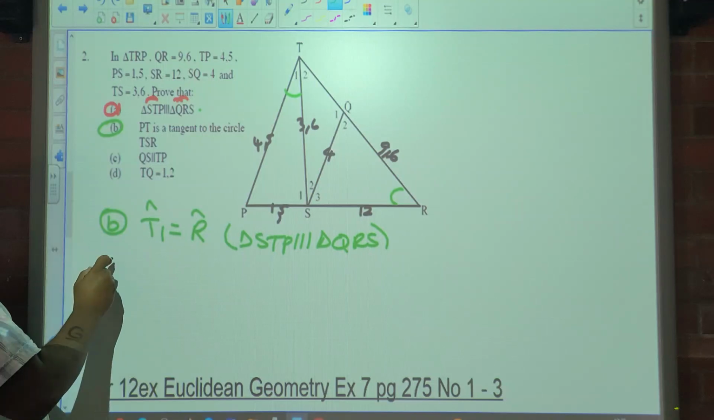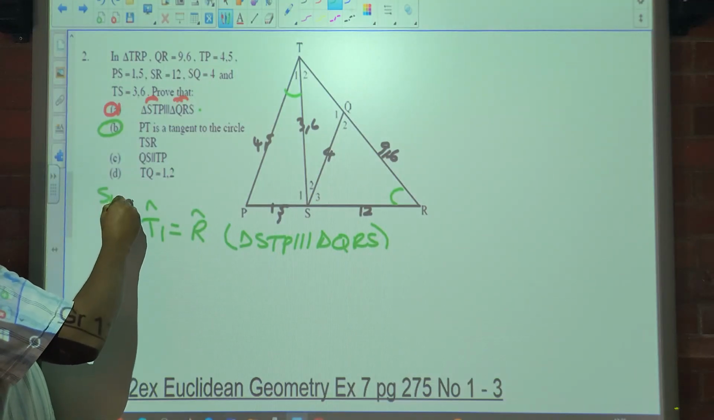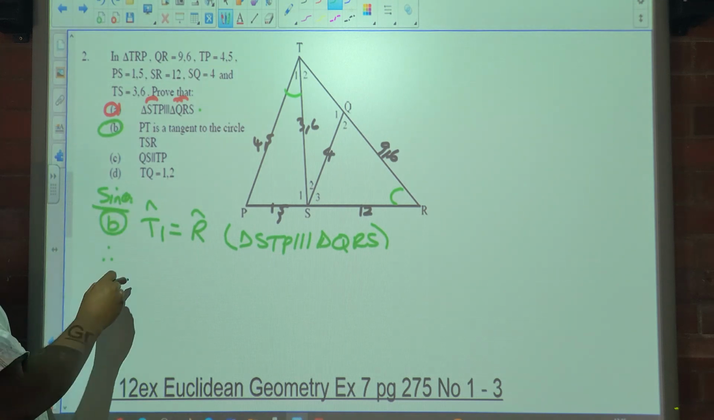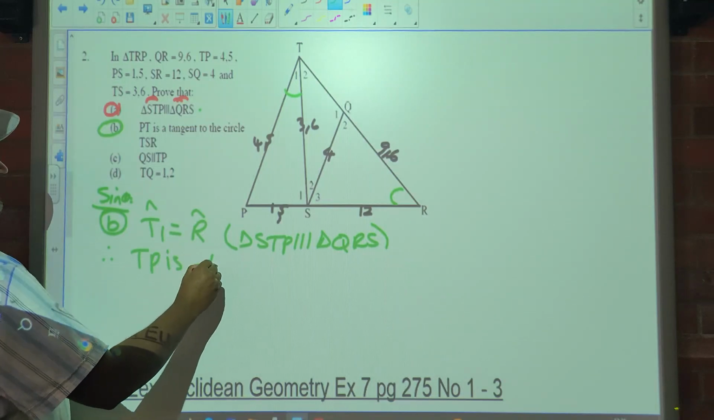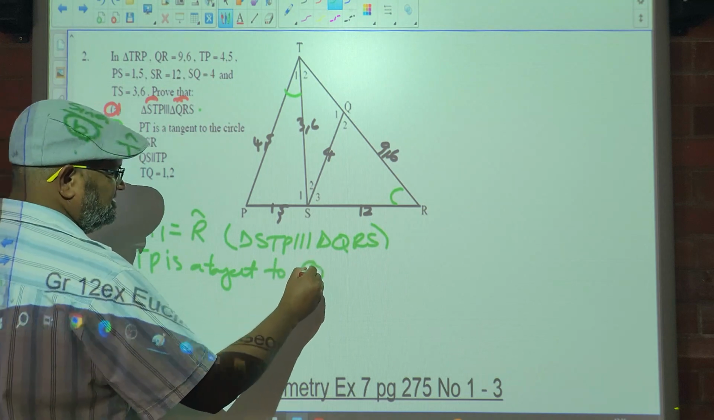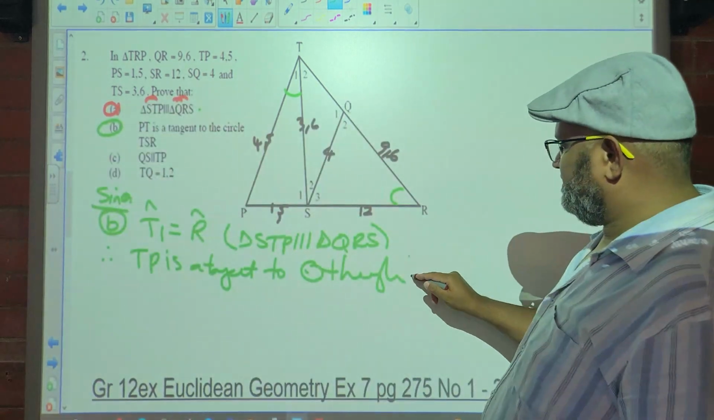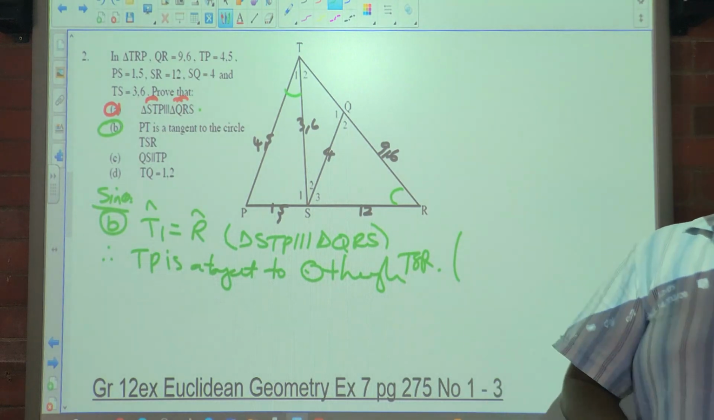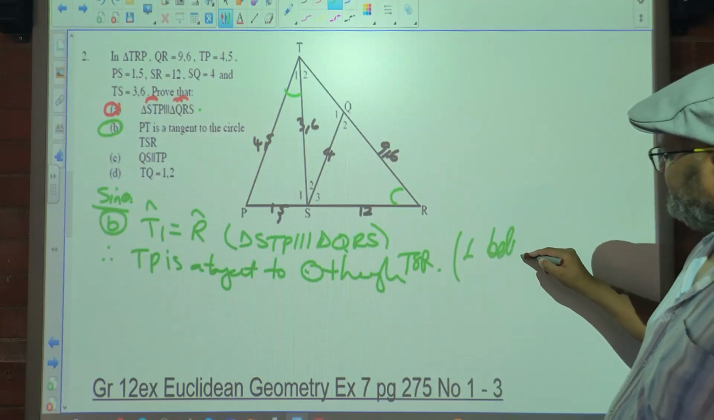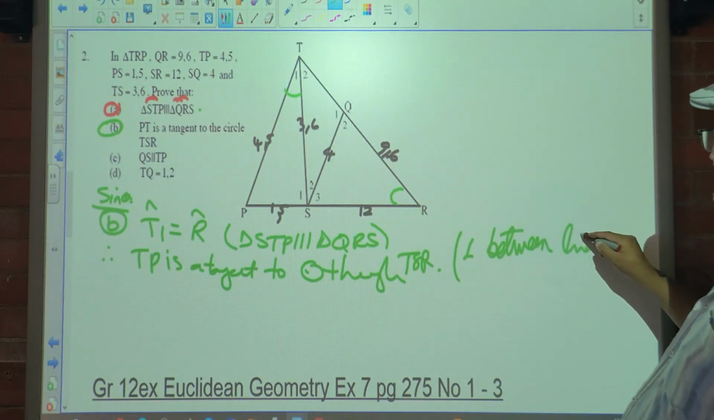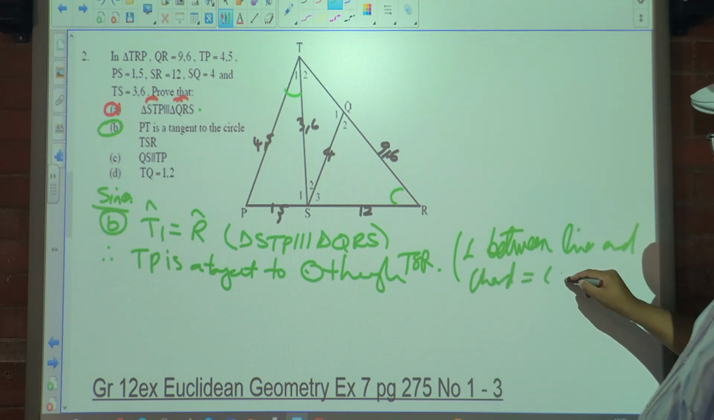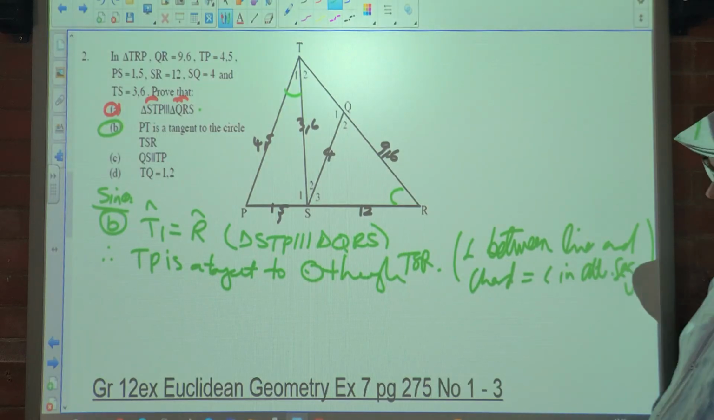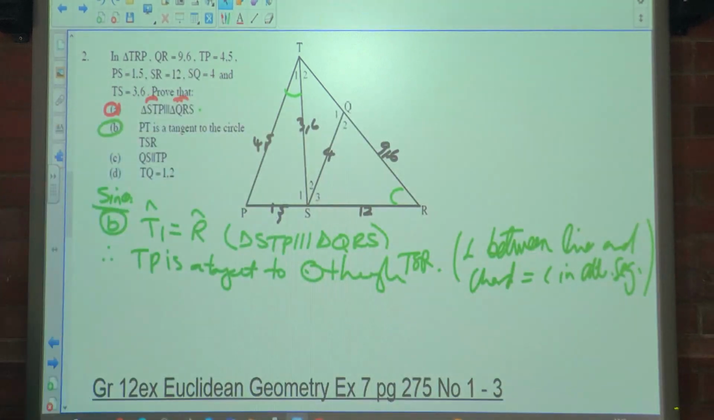So since angle T1 is equal to angle R, therefore TP is a tangent to the circle through TSR. Why is that the case? The converse of the tan chord theorem, not so? The reverse, or angle between line and chord equals angle in the alternate segment. That's the converse reason for the tan chord theorem. Otherwise, you can write converse of tan chord theorem for full marks.